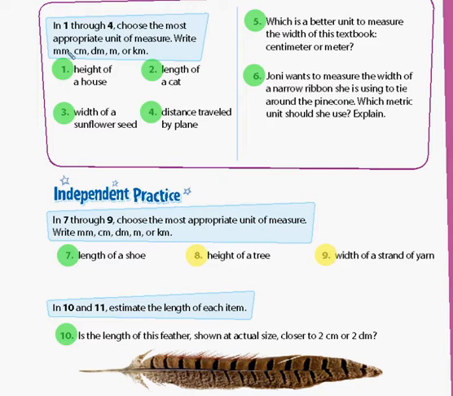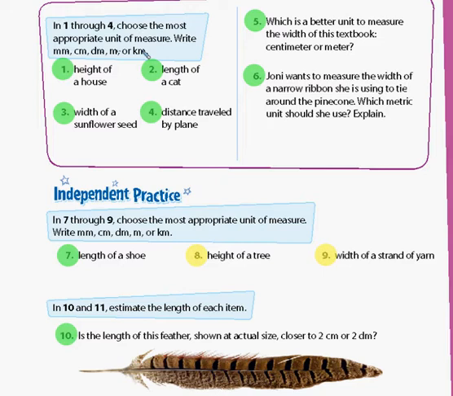Okay, a millimeter, it takes 1,000 millimeters to make a meter. Centimeters, it takes 100 centimeters to make a meter. Decimeters, it takes 10 decimeters to make 1 meter. A meter is just a little bit longer than a yard, and a kilometer is 1,000 meters.